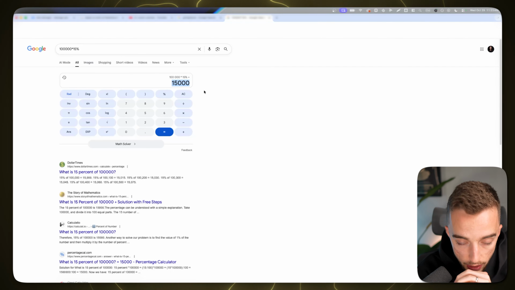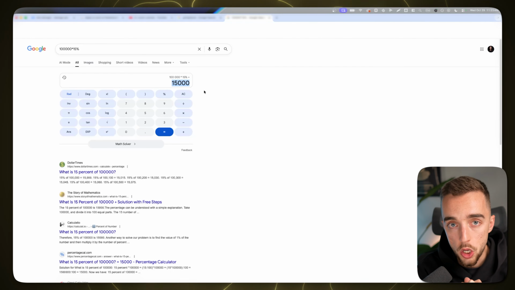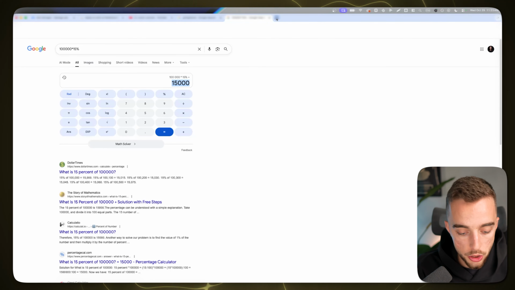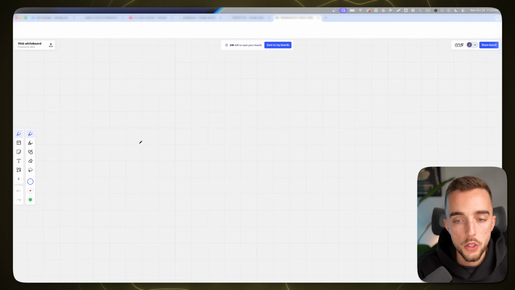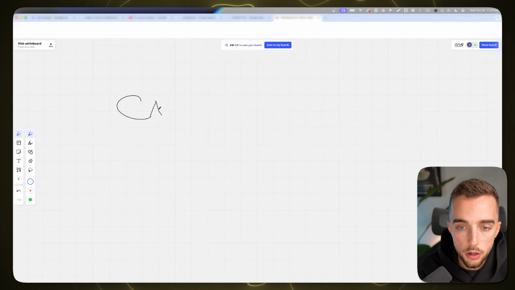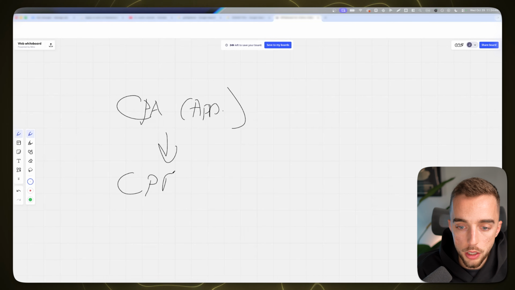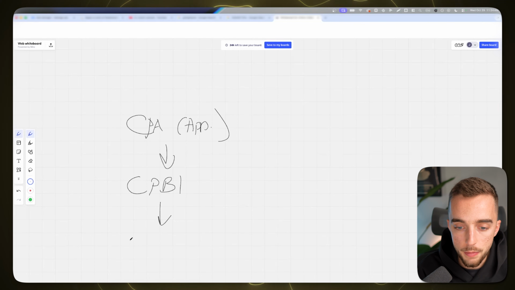It's like, okay, if I'm optimizing my ads for a cost per applicant, then that means my funnel, and I'm just going to put a whiteboard here. Right here, I would have my cost per applicant, CPA, so cost per applicant, app. Then downstream in the funnel, I would have my cost per booked interview. Then I'm going to have my cost per hire right here.